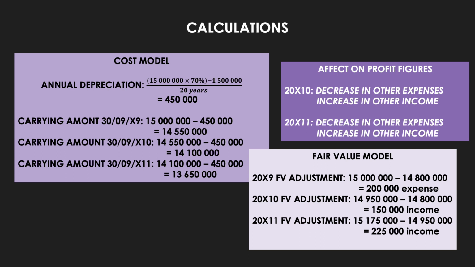Therefore, we need to take the 15 million rand and times it by 70% to get the cost price attributable to the building. From that, we can then go and deduct the residual value, which is attributable to the building, and that was given to us as 1.5 million rand, and we then go and divide it by the total estimated useful life of the building, which amounts to 20 years. If you perform that calculation, you would have got an annual depreciation of 450,000 rand.